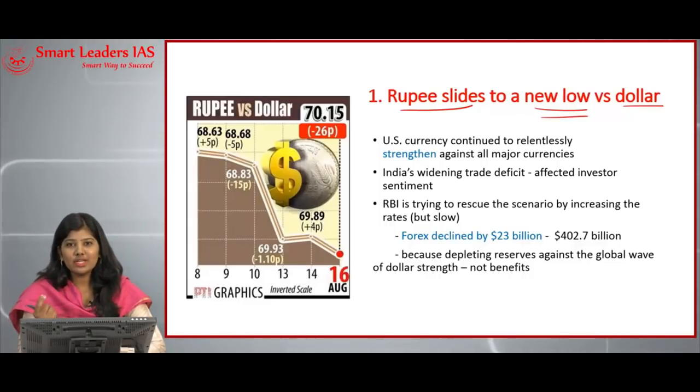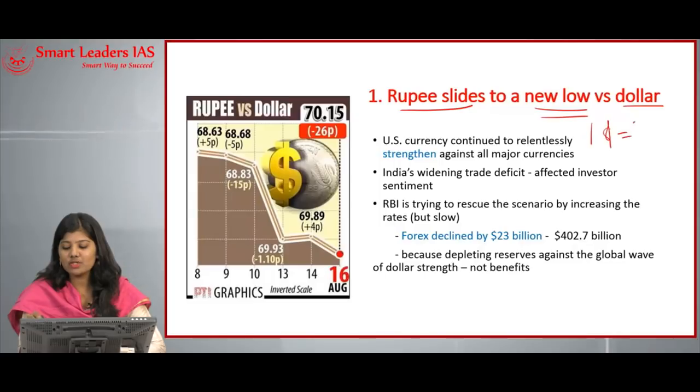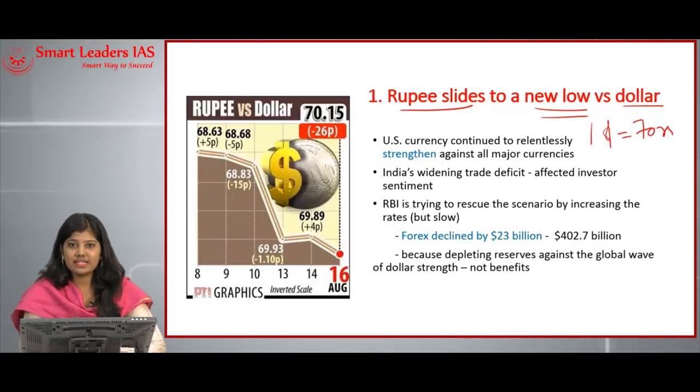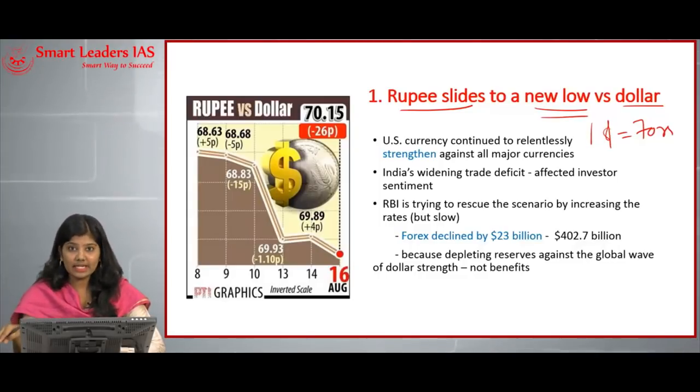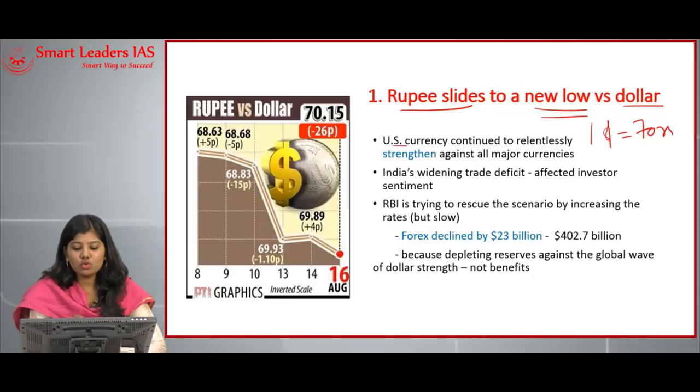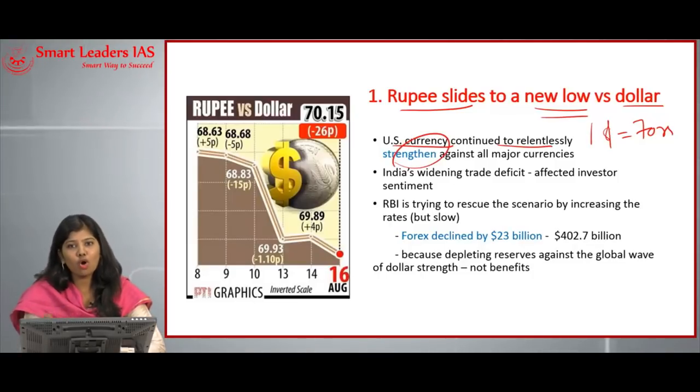So we all knew that due to the Turkish lira depreciation, our currency is also getting depreciated due to the contagious effect. So now it is equivalent to $1 equal to 70 rupees, right? Not only our currency, but all the emerging market economies' currencies are also getting depreciated. Which means the US currency continues to relentlessly strengthen against all the major currencies. That is what the article suggests.